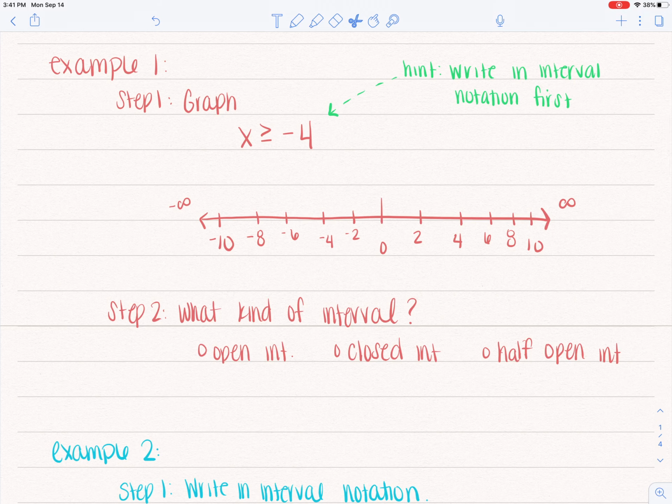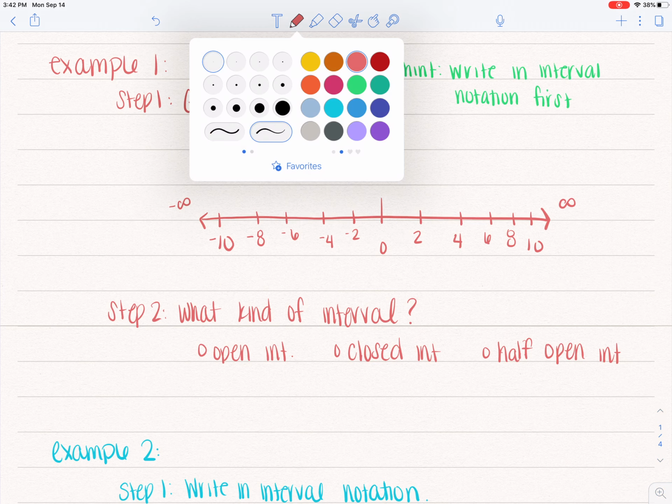Example 1, the first step says to graph x greater than or equal to -4. I wrote a hint to write in interval notation first. Hawks did not ask for interval notation for this specific one, but I actually am going to go through the interval and the graph in both of these, even though it only said to graph. So I graph first, even though the hint says to write interval notation first. It makes more sense for me to graph.